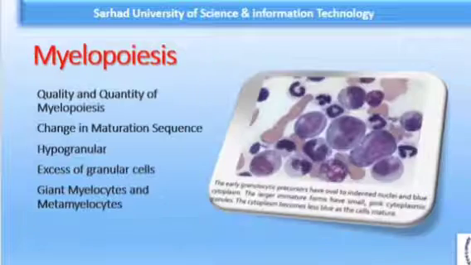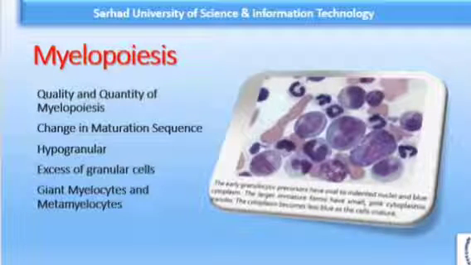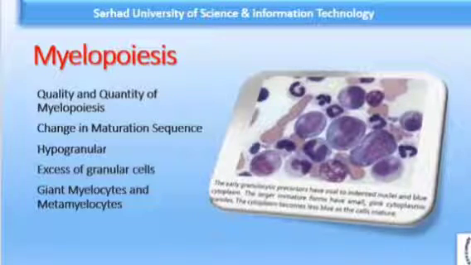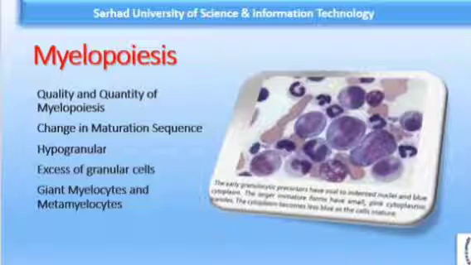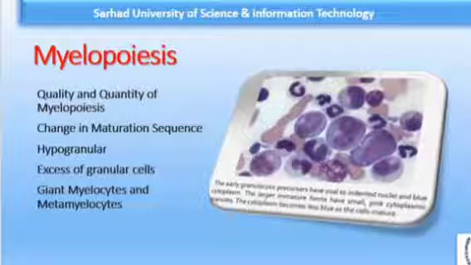The other thing is myelopoiesis, and here you are also noting the quantity and quality of myelopoiesis. Particularly look for any change in maturation sequence, granularity of the cytoplasm, like whether it is hypogranular or hypergranular, excess of eosinophilic or basophilic cells. We have already discussed what the normal value of eosinophils or basophils in the bone marrow is, and look for the presence of giant myelocytes and metamyelocytes.